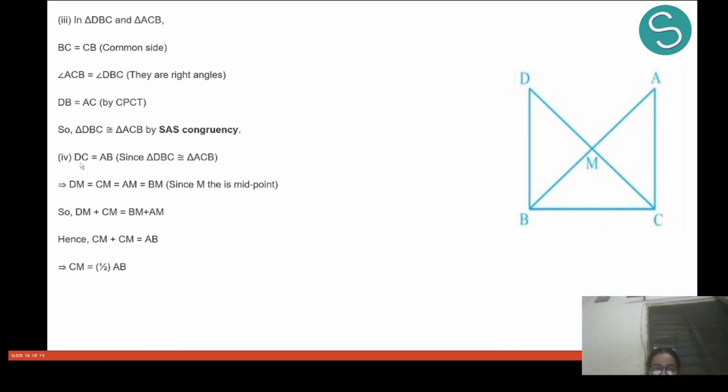Now we have to prove DC equals AB. Since triangle DBC is congruent to triangle ACB, DM equals CM equals AM equals BM, since M is the midpoint. When we add DM plus CM and BM plus AM, we get CM plus CM equals AB. So CM equals half of AB. So this is how we can prove it.